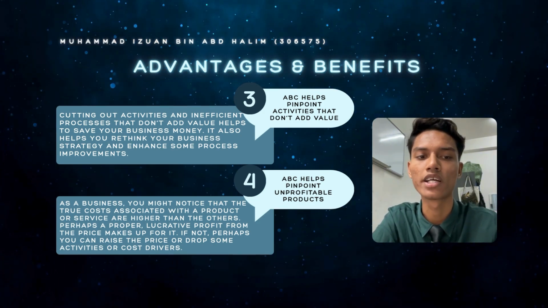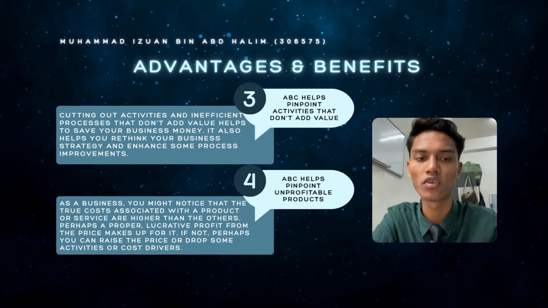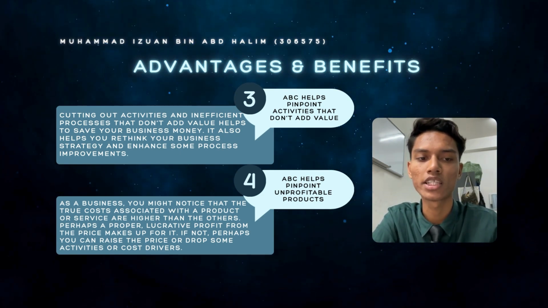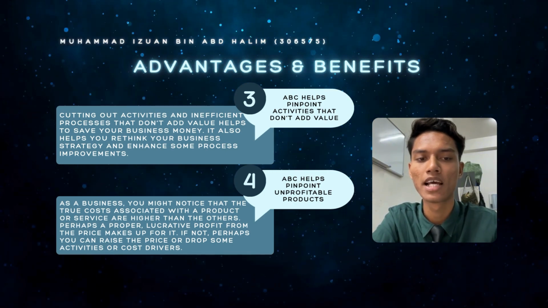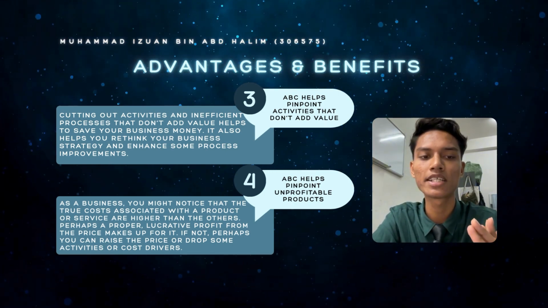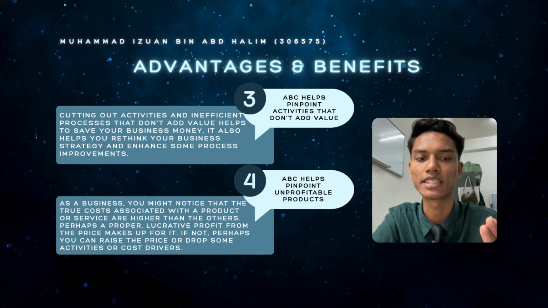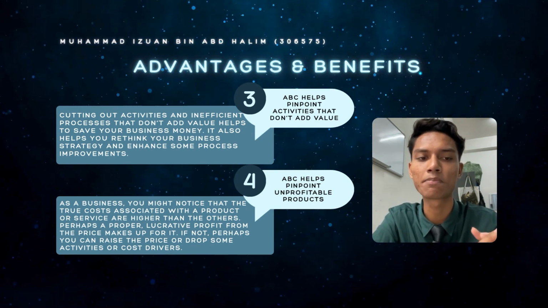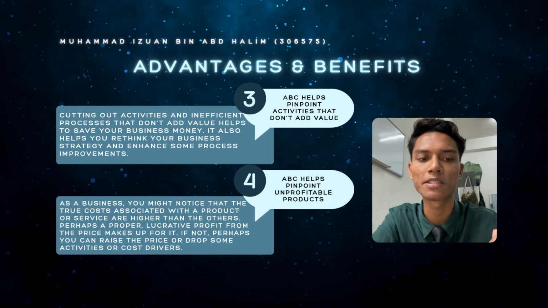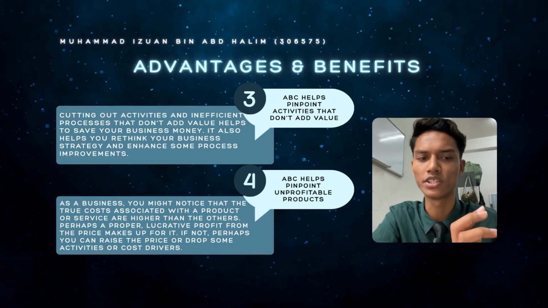Now, once you have the visibility, something powerful happens. You start to see which activities are driving up the cost without necessarily improving the product. Let me give you an example. Imagine you are running a furniture manufacturing business. ABC reveals that a lot of money is being spent on re-inspecting finished tables because the initial inspection often misses small issues.